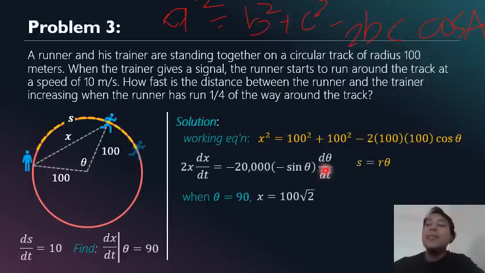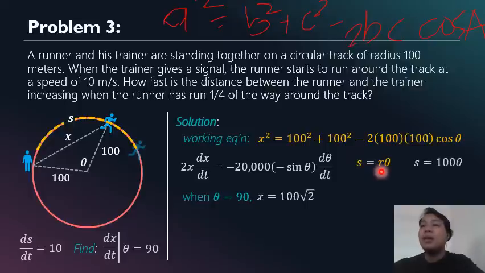So, in the problem, our theta is equal to 90. That's the condition. Now, how can we use ds over dt? Naturally, you have to differentiate this with respect to time so you can use ds over dt. So, what is the derivative of s with respect to t? Of course, that's ds over dt, and this is just a constant multiplier, that's 100 and theta.